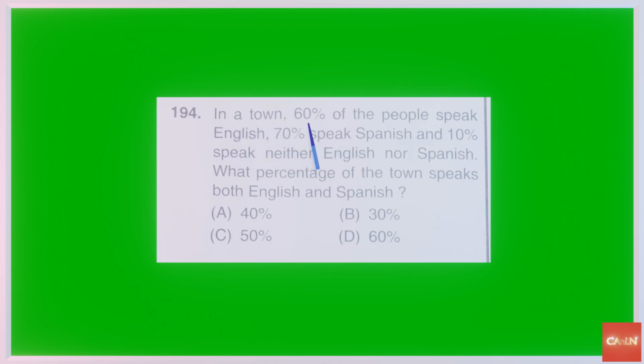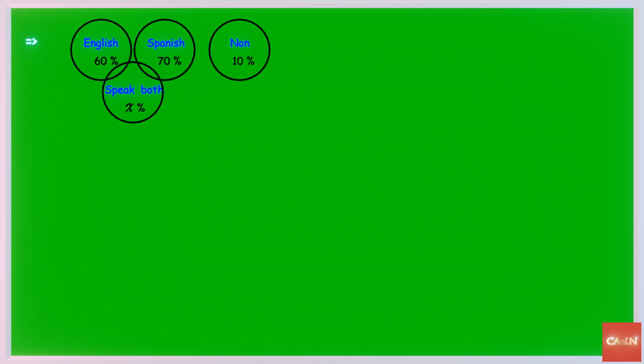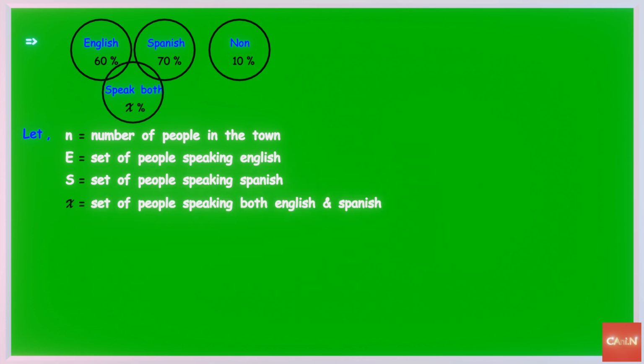In a town, 60% of the people speak English, 70% speak Spanish, and 10% speak neither English nor Spanish. What percentage of the town speaks both English and Spanish? Let N equals number of people in the town. E equals set of people speaking English. S equals set of people speaking Spanish. X equals set of people speaking both English and Spanish.